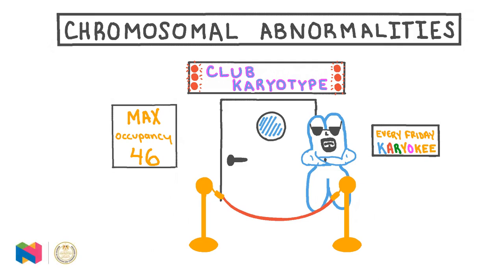In this video, we'll learn more about chromosomal abnormalities. We'll cover some common abnormalities such as Klinefelter syndrome, Turner syndrome, and Down syndrome. We'll learn more about a karyotype and how to interpret this to identify these kinds of chromosomal abnormalities.